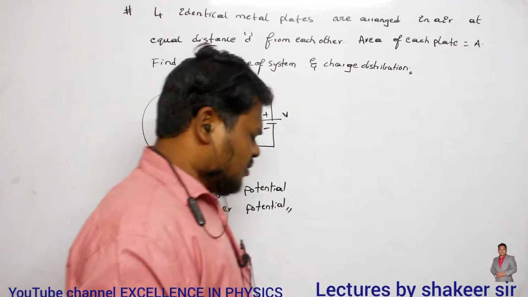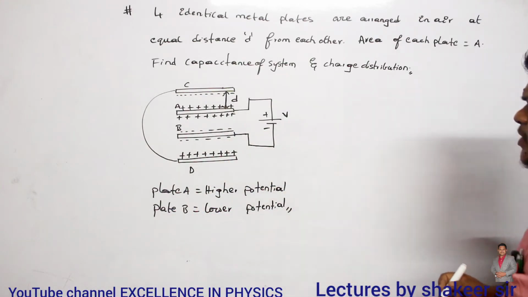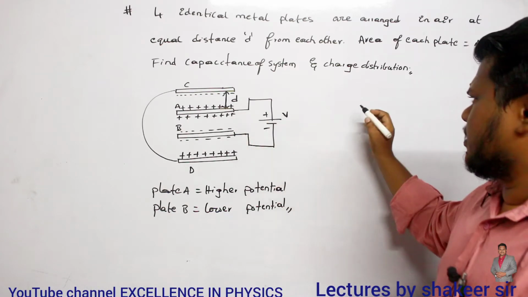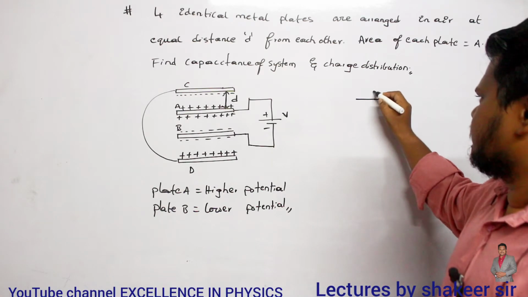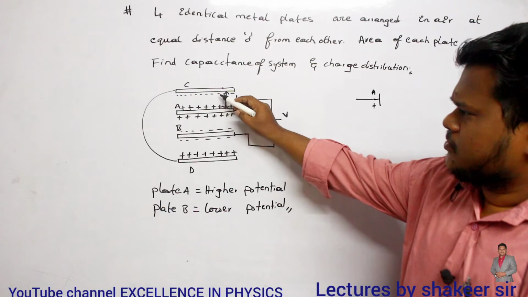Now let us try to draw this in the form of a circuit. Let us see how we can draw this. First of all, we will start from the positively charged plate. So plate A. So this is plate A, a positively charged plate. So this is positive and this is negative.